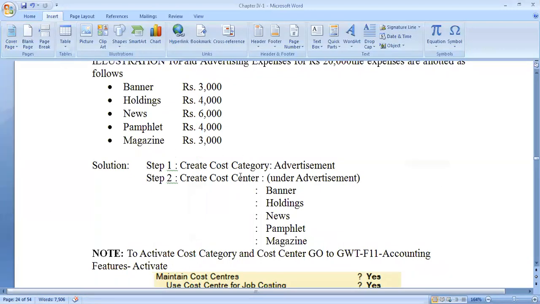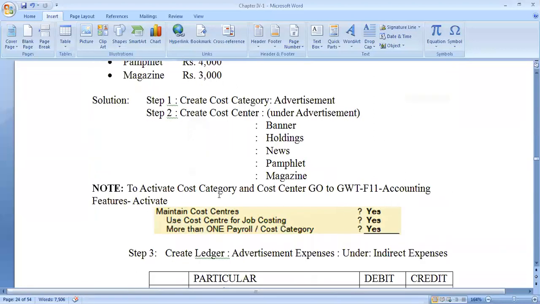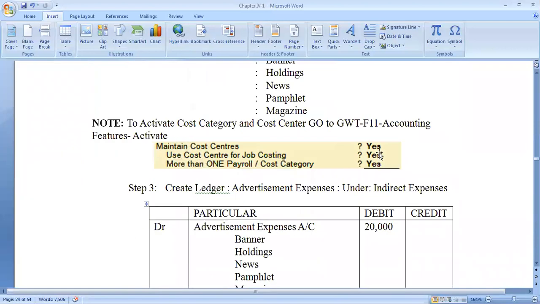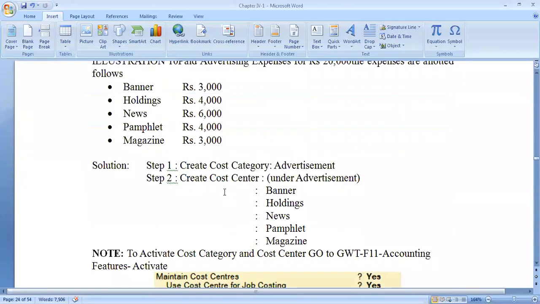It is applicable in the case of the F11 features. To activate that, you have to go to the Gateway of Tally, then F11 features, accounting features, then activate. Here there is an option: maintain cost centers, yes. Again, use cost centers, yes. If this option is not available, you cannot create sub-headings like the hoardings, newspapers or pamphlets.